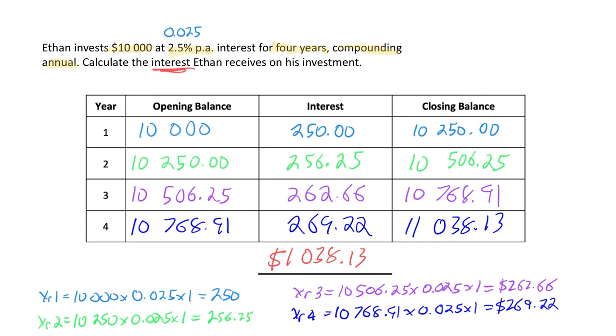So over the 4 years, based on his original investment of $10,000 and 2.5% interest compounding annually, Ethan is going to earn $1,038.13 interest. So that's an example of how I can calculate compound interest using a recursion or using a series of simple interest calculations.